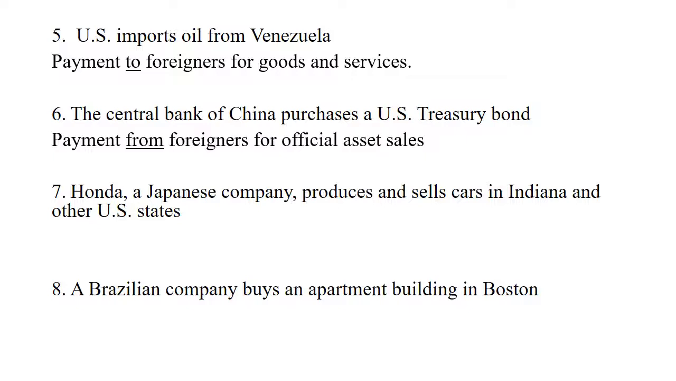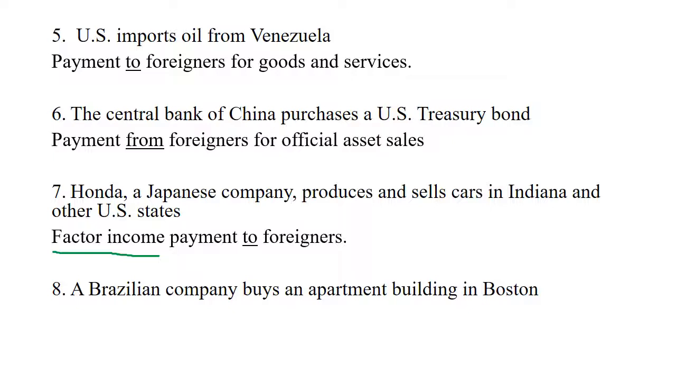Next one, Honda, a Japanese company, produces and sells cars in Indiana and other U.S. states. Now this one is tricky. There's a difference between Honda setting up a brand new dealership versus Honda selling product this year. The fact that this is just Honda selling product and they're earning money off of the company that they already own makes it factor income. If they were setting up an entirely new Honda location, that would be an asset. So that's the distinction to keep in mind. And because the money, Americans are buying these goods, but it's going to a Japanese company, therefore it's a payment to foreigners.